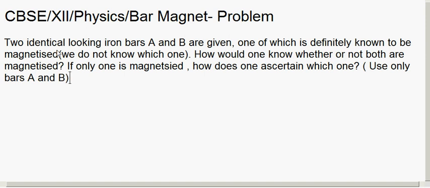Now what is this? Here he says two identical looking iron bars A and B are given. So you are given two bars, and one of which is definitely known to be magnetized, or one is a magnet. How would one know whether or not both are magnetized? So you want to know whether the second one is also magnetized or not. If only one is magnetized, then which one is magnetized? You have bars A and B. If one is magnetized, whether it is A or B, how will you know? You should not use any other thing. You have to use only these two bars A and B.